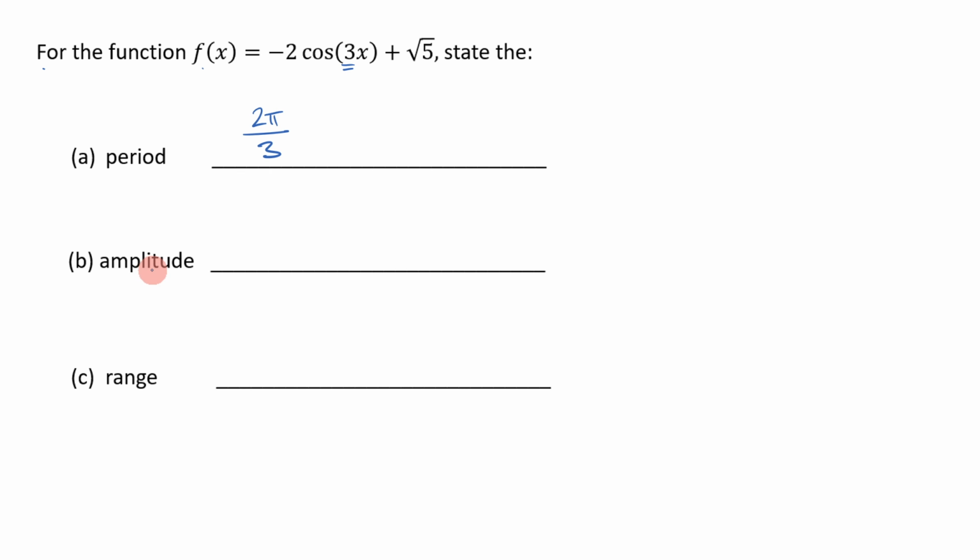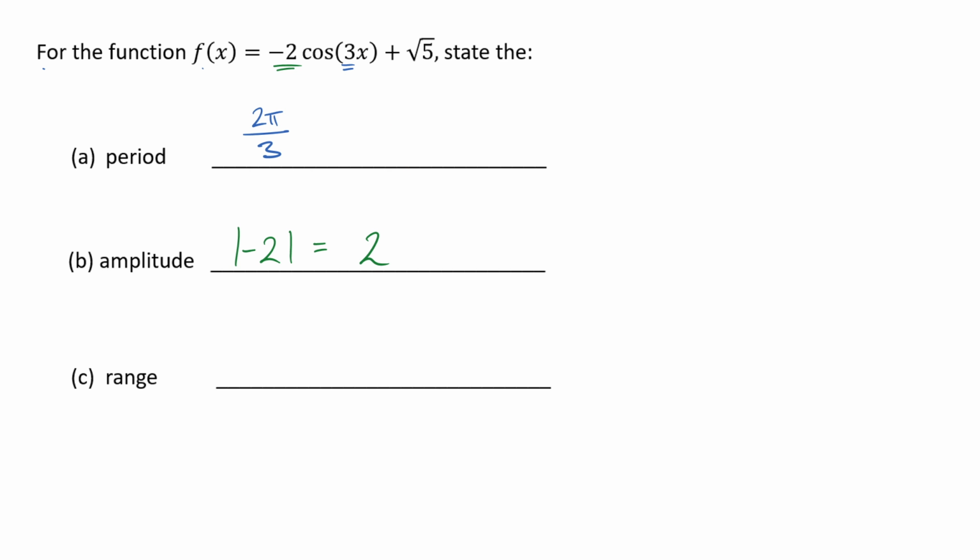The amplitude is going to be what? Well, the amplitude of this, we look at the number in front of the function, so -2, and we take the absolute value of that. So that means the amplitude will be 2. Remember, your amplitude is never going to be a negative number.